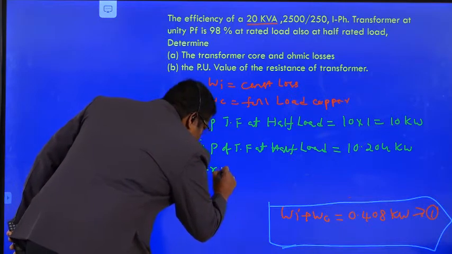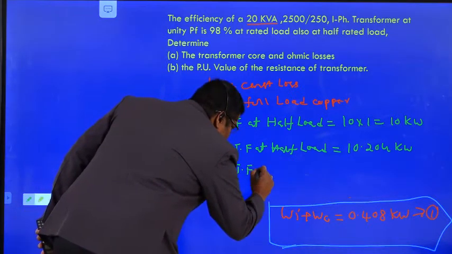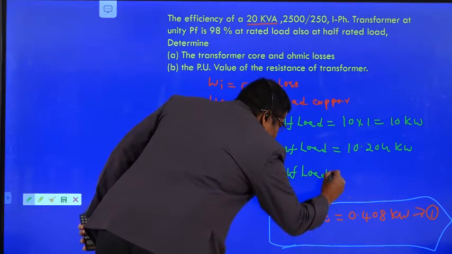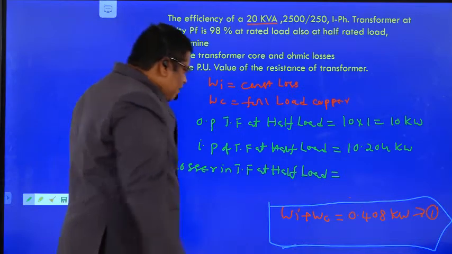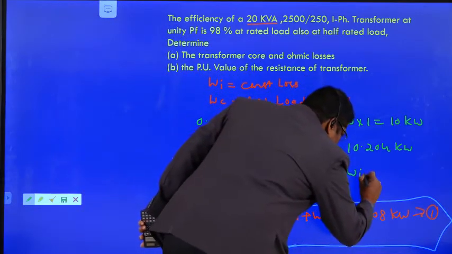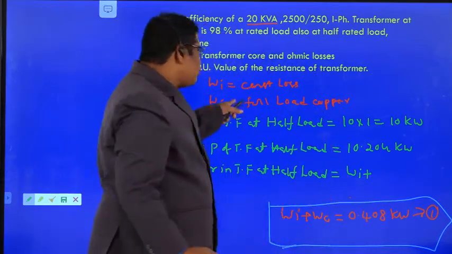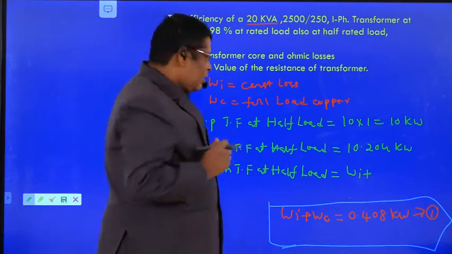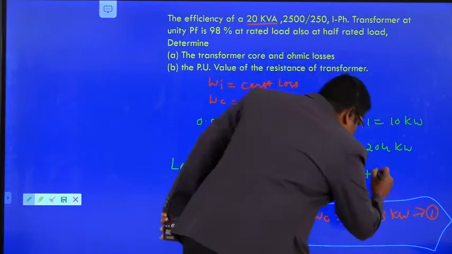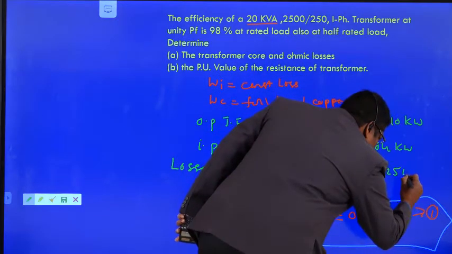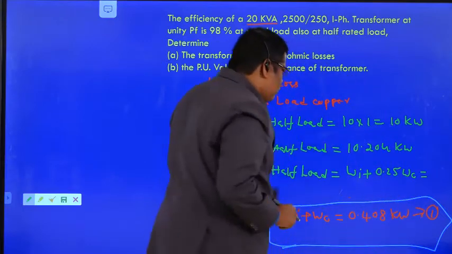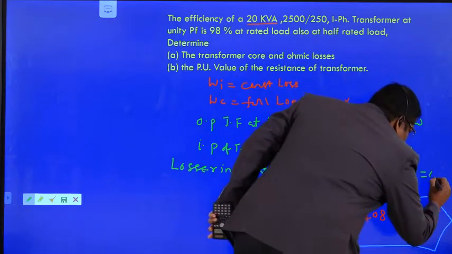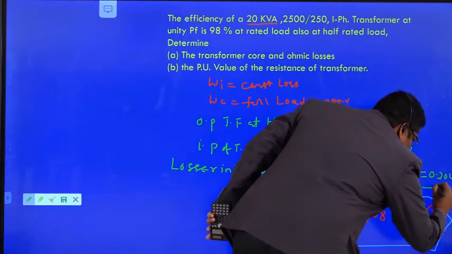Now the losses in the transformer at half load are equal to Wi plus, where Wc is the full load copper loss. At half load it is (1 by 2) square into Wc, that is 1 by 4, nothing but 0.25 Wc. This is equal to 10.204 minus 10, which gives 0.204. Take this as equation 2.